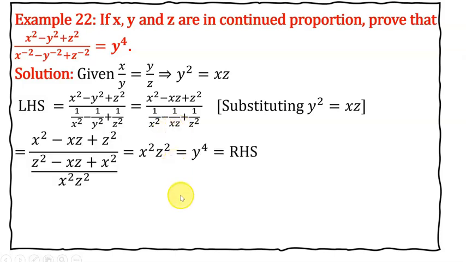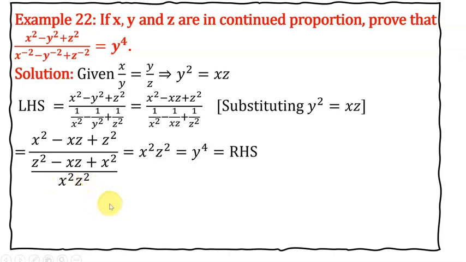Okay. Now next simplification. What is the LCM here? LCM here is x square z square. Therefore multiplied here, numerator and denominator, by z square, and here xz, and here x square. The base will be the same, x square and z square. Therefore the numerator is x square minus xz plus z square, and the denominator z square minus xz plus x square upon x square into z square.